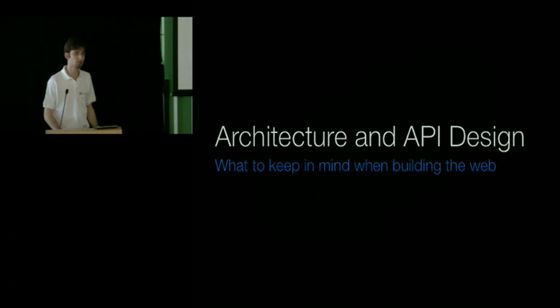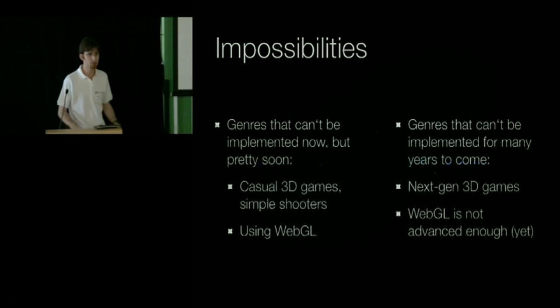We now know what kind of stack we're using, right? So let's think about architecture and API design. What do you want to keep in mind when building for the web? First of all, impossibilities. Think about games you want to build, genres that can't be implemented now, but pretty soon, are, for instance, casual 3D games, simple shooters, using WebGL.